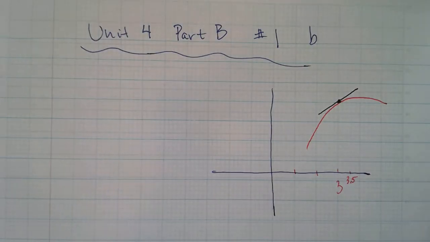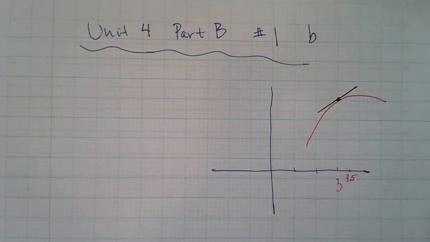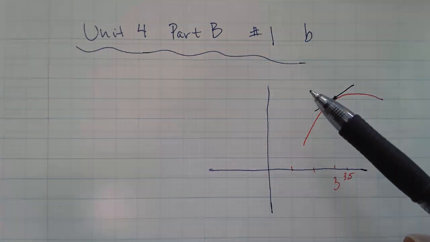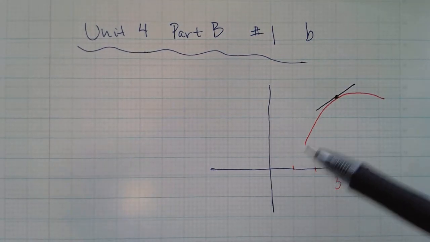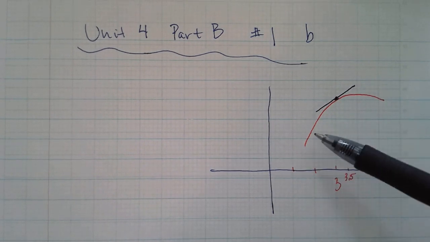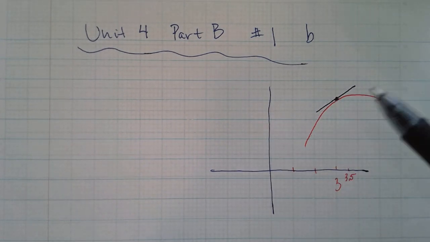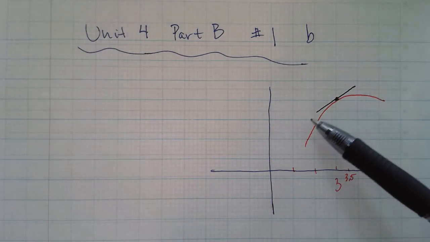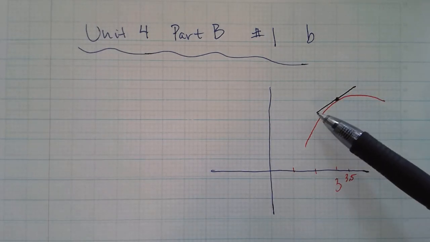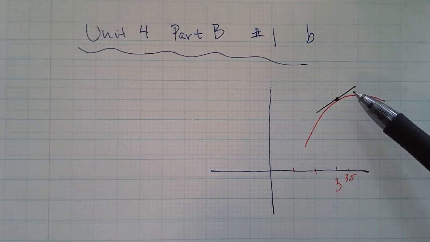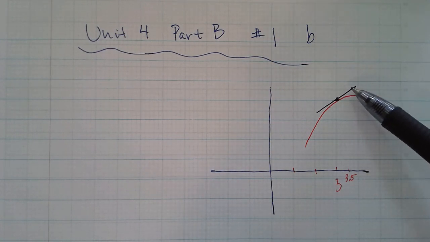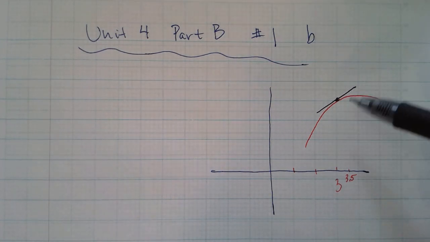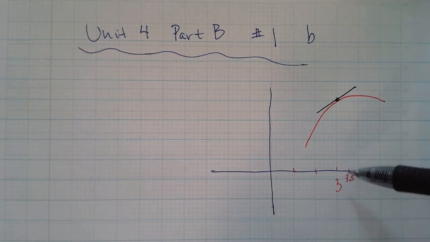All right, so this is Unit 4, Part B, Number 1, Part B. That says the graph of W is concave down, so that's significant. I made a little sketch of what W might look like. Just that it's concave down, that's significant because if you create a line tangent to the curve, if it's concave down, even if it's increasing or decreasing, it's going to create an overestimate of a value beyond where we're at.